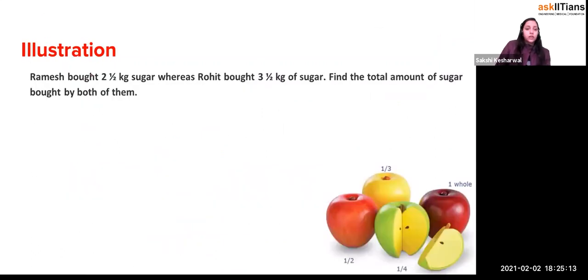Yes. So, okay, Ramesh bought 2.5 kg of sugar, whereas Rohit bought 3.5 kg of sugar. Find the total amount of the sugar bought by them. Right. So, Ramesh bought how much, beta?